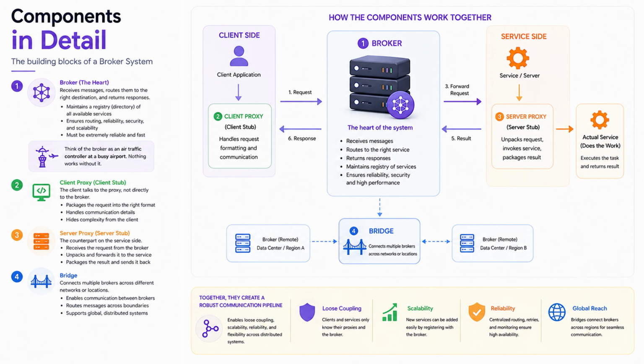The fourth component is the bridge. In some larger systems, you might have multiple brokers in different physical locations or networks. A bridge connects these brokers together, allowing them to share information and route messages across boundaries. Together, these components create a robust, flexible pipeline for communication across a distributed system.